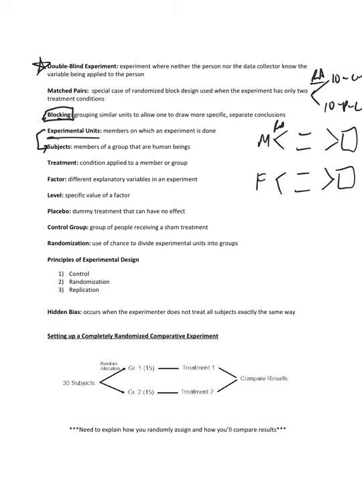Could be changing the temperature of something, could be cooking food at different times and temperatures to see what the best way for a certain frozen pizza to be cooked is. Factor. A factor is a more broad term, and I'll use an example here for this: treatment, factor, and level.